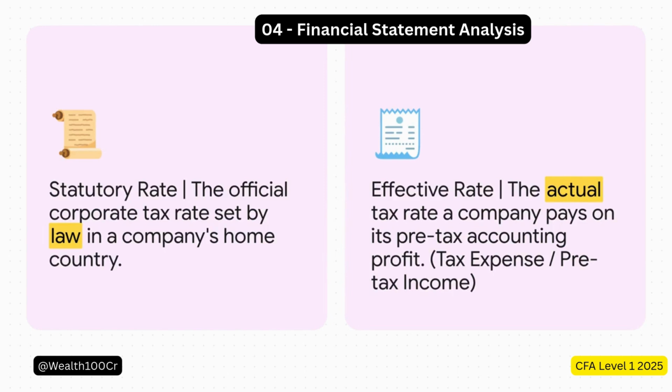But here's the secret. Almost no big company actually pays that rate. The rate they do pay, based on their income statement, is called the effective tax rate. You calculate this by taking their income tax expense and dividing it by their pre-tax income. And why is it different from the statutory rate? Because of all those permanent differences in global operations that we've been talking about.